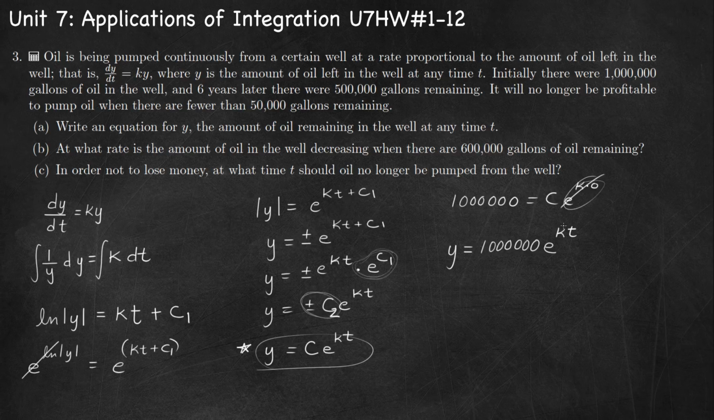Now we still have this constant k in our equation. We want to solve for k. And we were given a second point, and that will help us solve for k. We were told that 6 years later, the amount was 500,000. So we'll sub that in, 500,000 equals 1 million e to the k times 6. So e to the 6k.